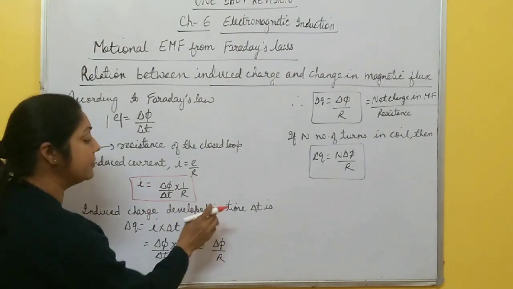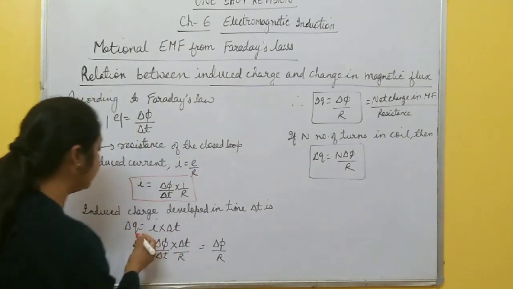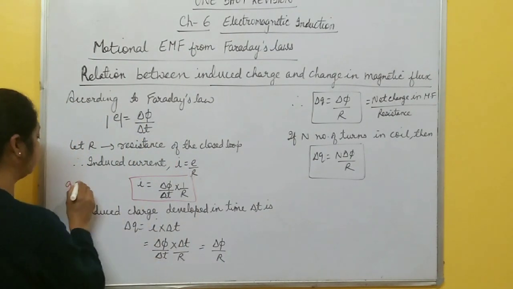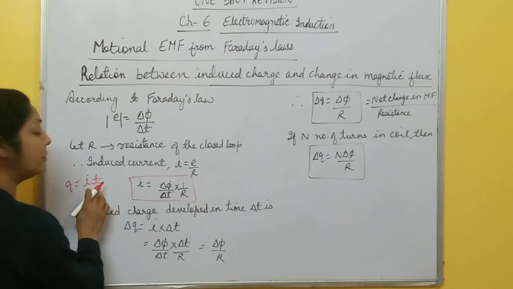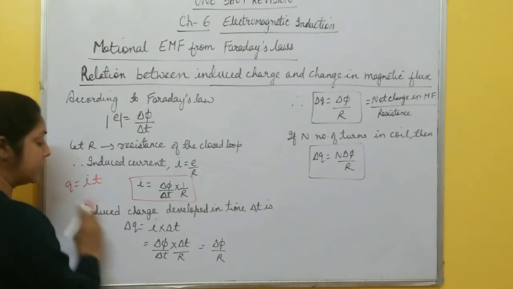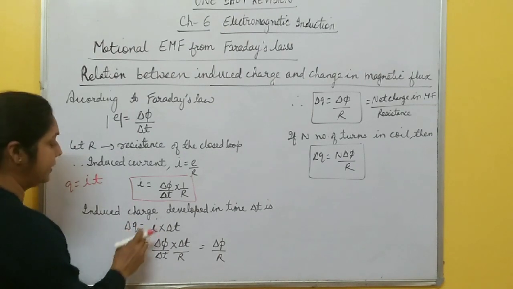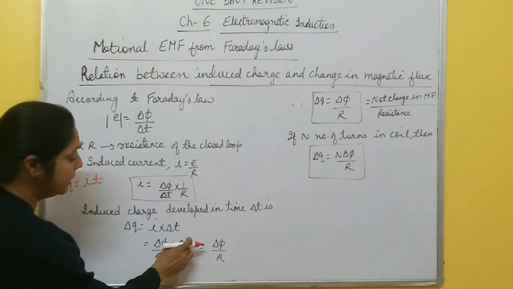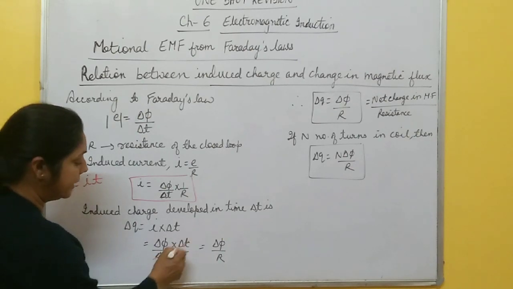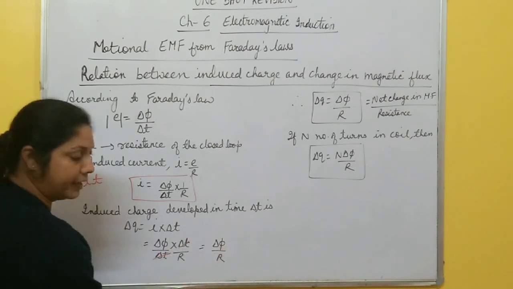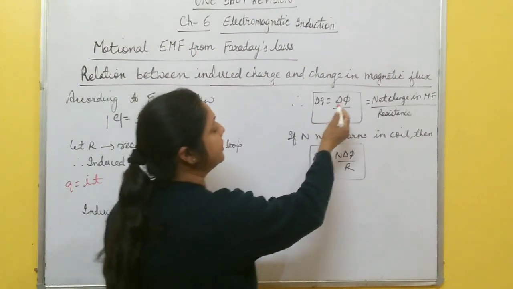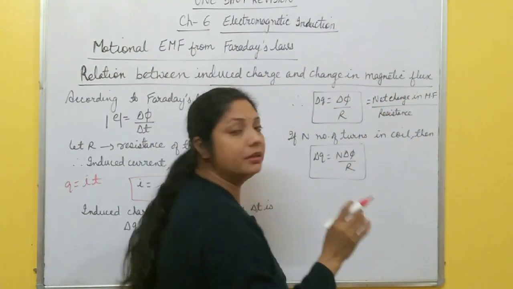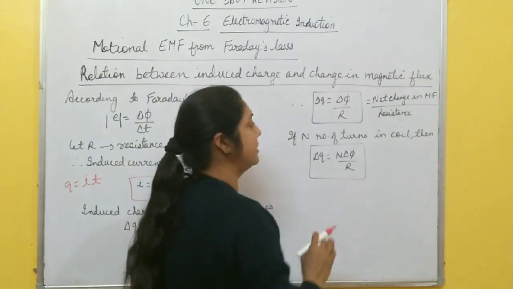So the induced charge developed in a small time delta t is delta Q equal to I delta t, like Q equal to I t. So in a small time delta t, the induced charge delta Q is I into delta t. You put the value of I from this equation, delta phi by delta t into delta t by R. Delta t cancels, it becomes del phi by R. It means induced charge is equal to del phi by R. Del phi is the net change in magnetic flux and R is resistance.